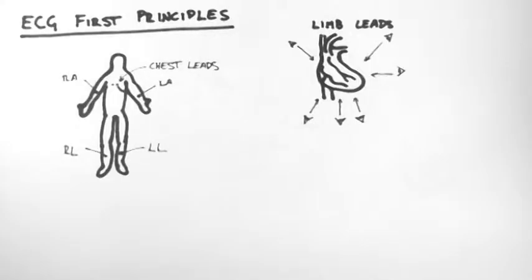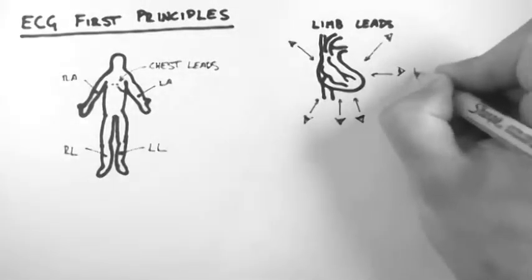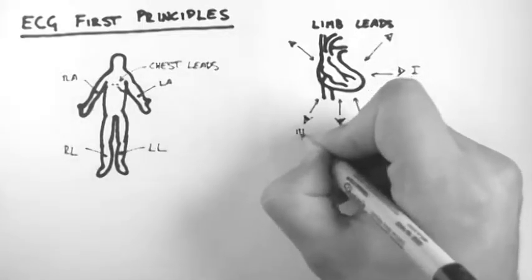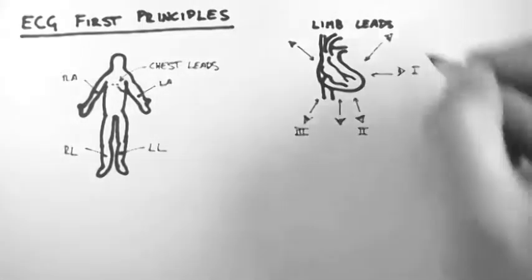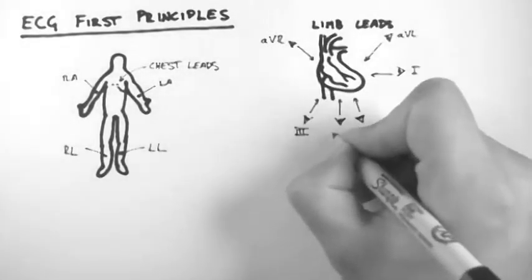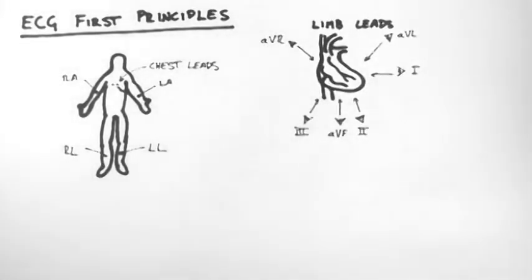And each of these leads has a name. This is lead 1, this is lead 2, this is lead 3, and the others are called AVL, AVR, and AVF. This stands for augmented vector left, right, and foot.